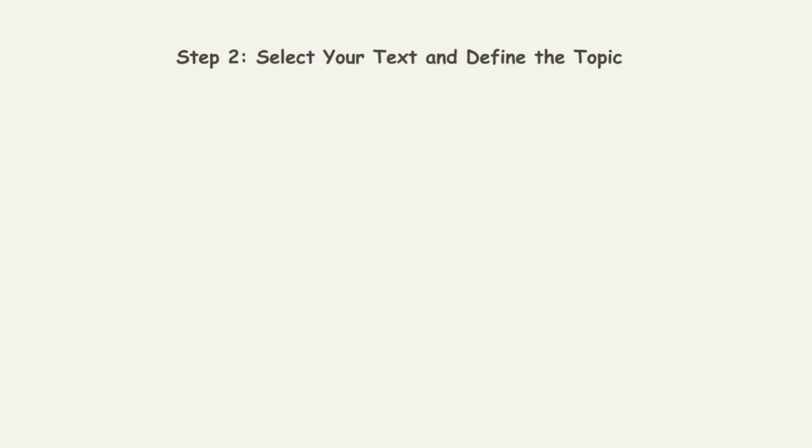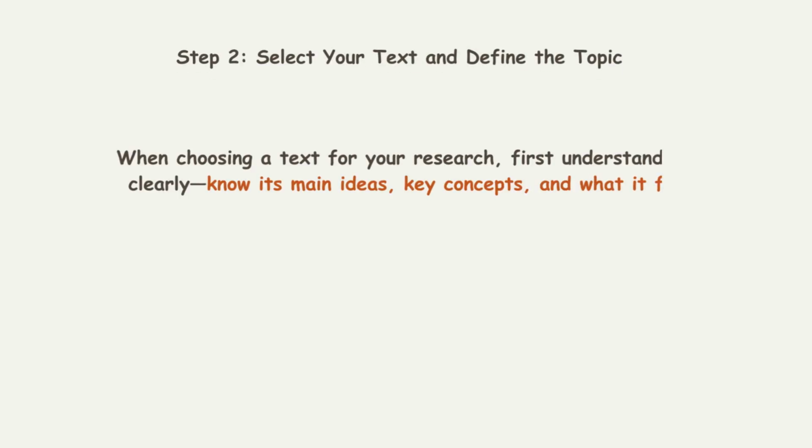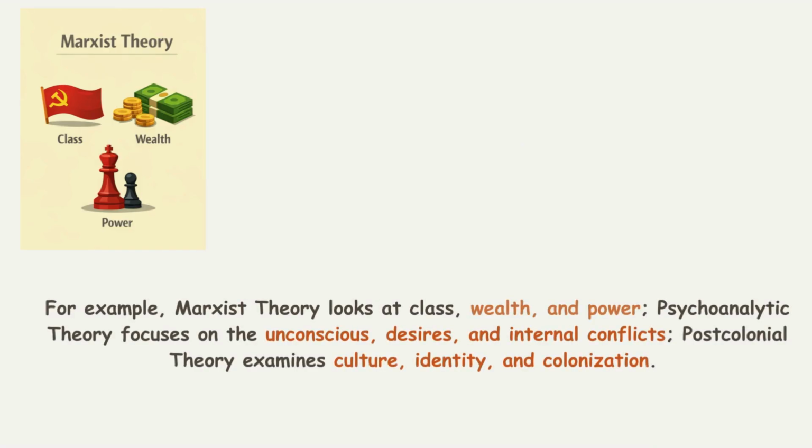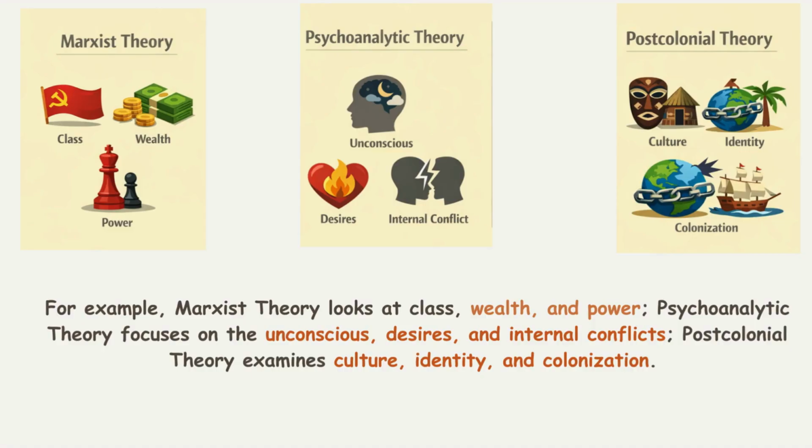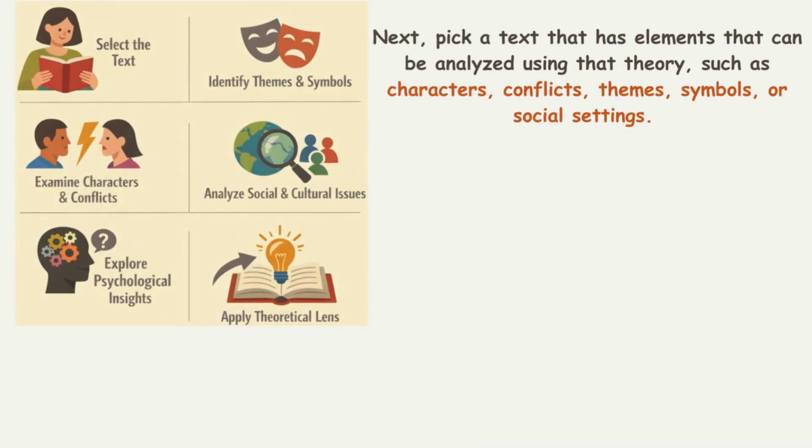Step 2. Select your text and define the topic. When choosing a text for your research, first understand your theory clearly, know its main ideas, key concepts, and what it focuses on. For example, Marxist theory looks at class, wealth, and power. Psychoanalytic theory focuses on the unconscious, desires, and internal conflicts. Post-colonial theory examines culture, identity, and colonization. Next, pick a text that has elements that can be analyzed using that theory, such as characters, conflicts, themes, symbols, or social settings.